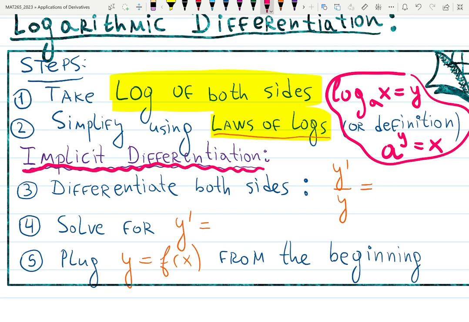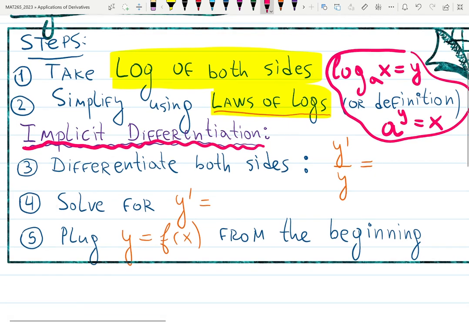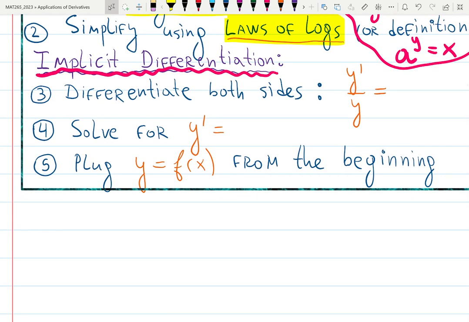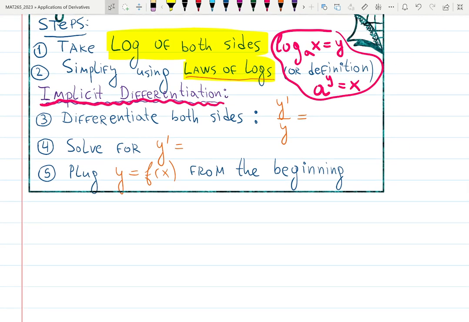So you differentiate both sides. Left-hand side becomes y prime over y. I will tell you in a second why. Solve for y prime. Plug it in from the very beginning, and you're good to go. So in the future, we're going to have an extra step after that. Also, you need to check the domain sometimes, but that's mostly for the logs and x equations. Example.